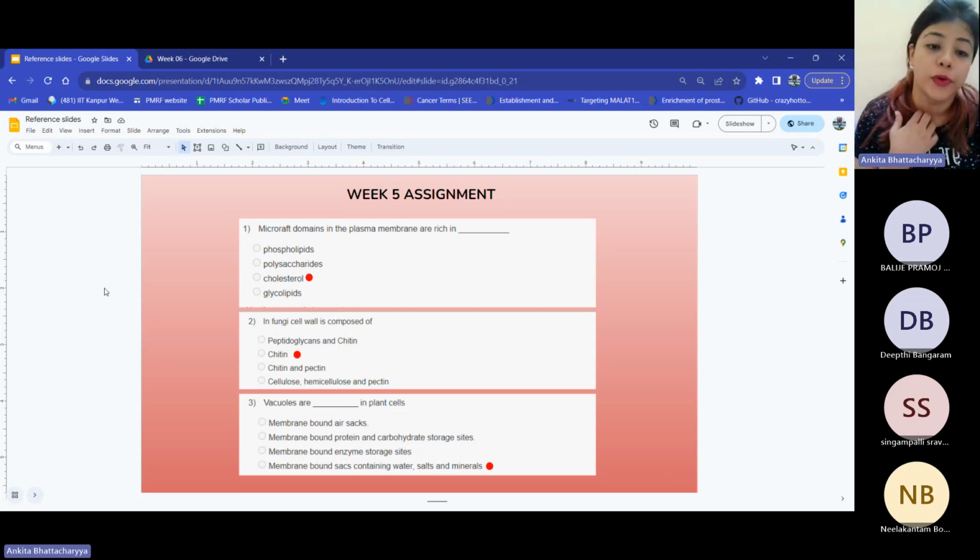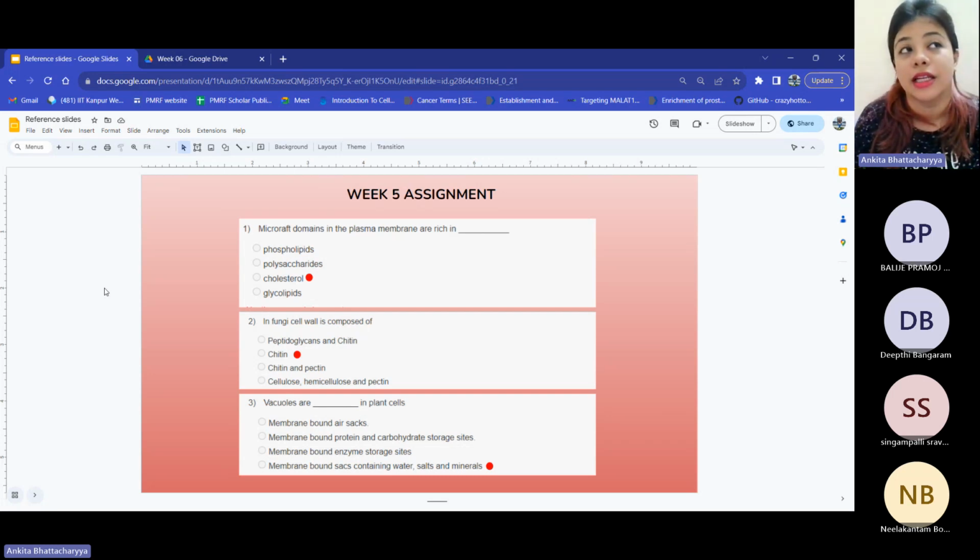Then in question 3, we were asked that vacuoles are dash in plant cells. So let's go through the options. We had looked at different properties of vacuoles, but among those, if we particularly talk about the options here, the first one said that they are membrane-bound air sacs, which is not true. Then membrane-bound protein and carbohydrate storage sites. Well, not necessarily. They do not necessarily store carbohydrates and proteins within plant cells. That's not their job. Then they are membrane-bound enzyme storage sites, also not very true.